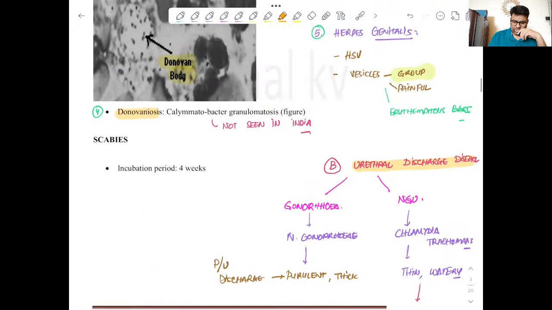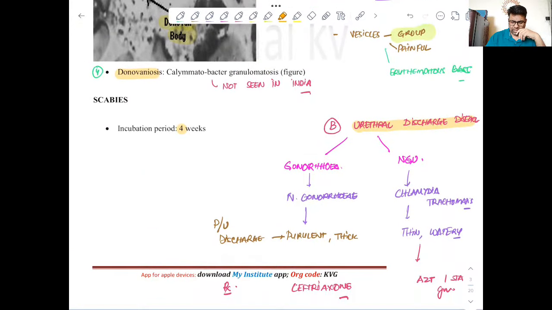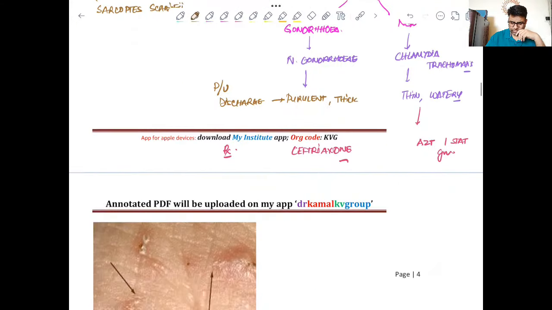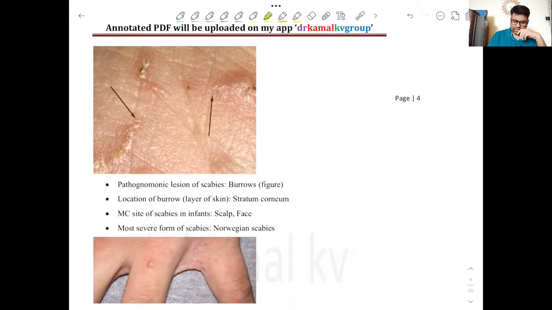Now moving forward to scabies, the incubation period is 4 weeks. This is caused by Sarcoptes scabiei, the mite, and the characteristic, the pathognomonic lesions are the burrows. You can see the burrows here, right? So these are all burrows, clear? And this is present in the outermost layer, that is stratum corneum.